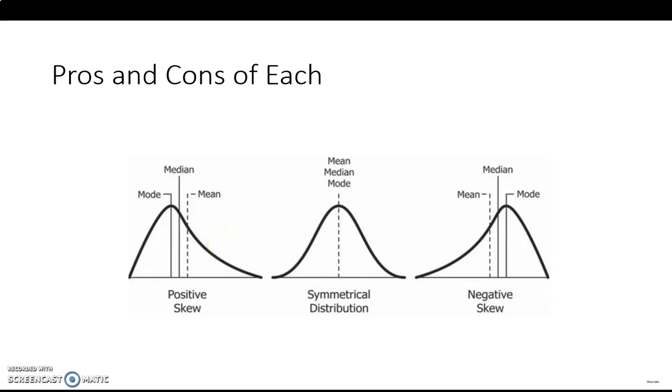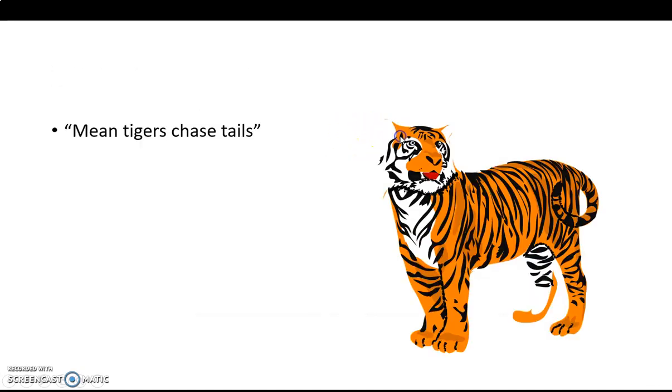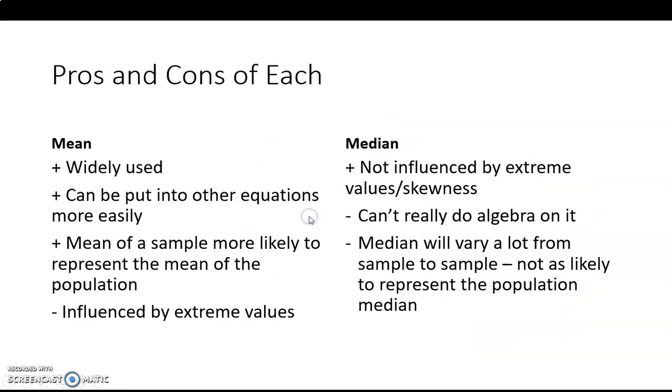The median, however, is not going to be influenced hardly at all. Okay, so that's one advantage of the median. It is resistant to the influence of extreme values. One way that you can remember this: mean tigers chase tails. The mean gets pulled towards the tail if you have a skew.